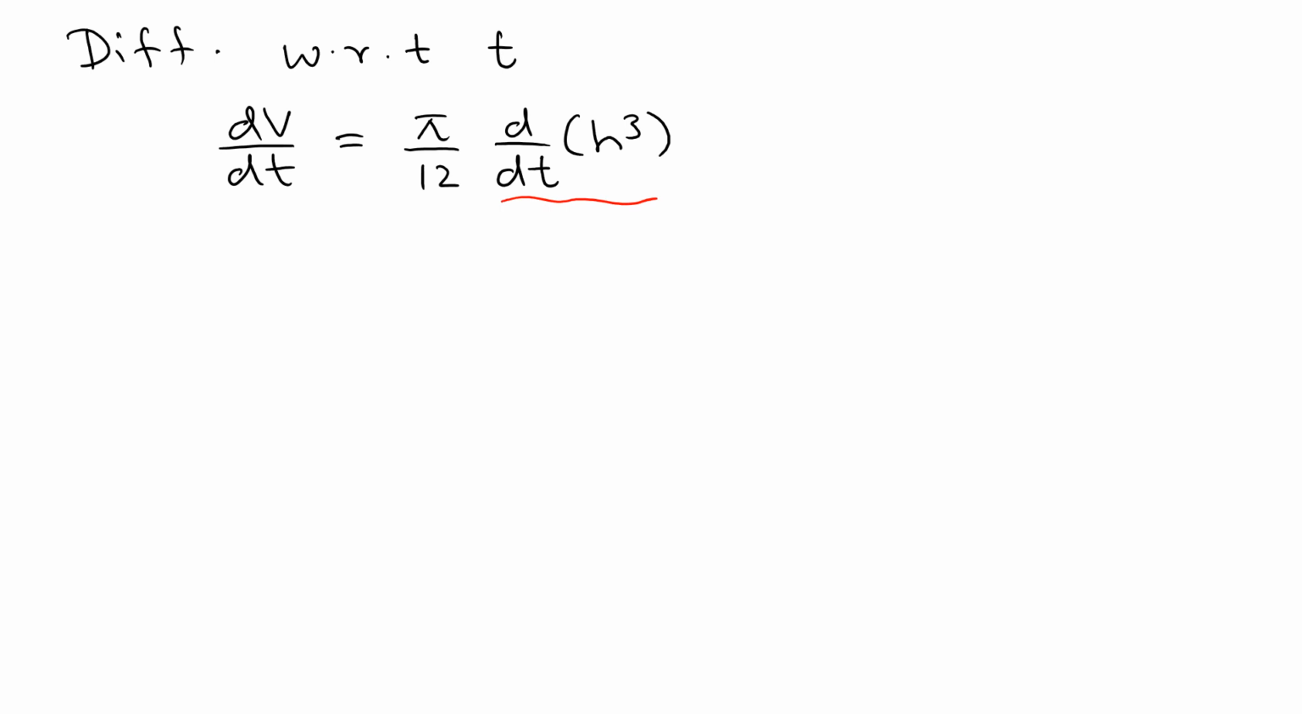So when you say differentiating with respect to time, we can write this as dV over dt on this side equals pi over 12, which is a constant. We're going to pull it out and then take the derivative of h cubed, and that's where we have to use the chain rule. So by the chain rule, we can write this as pi over 12 times d over dh of h cubed times dh over dt.